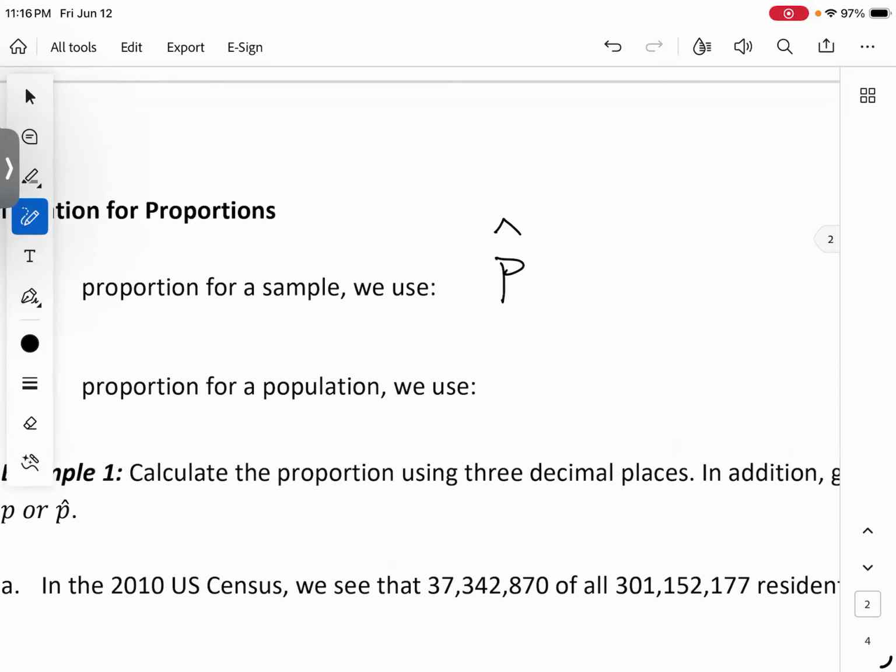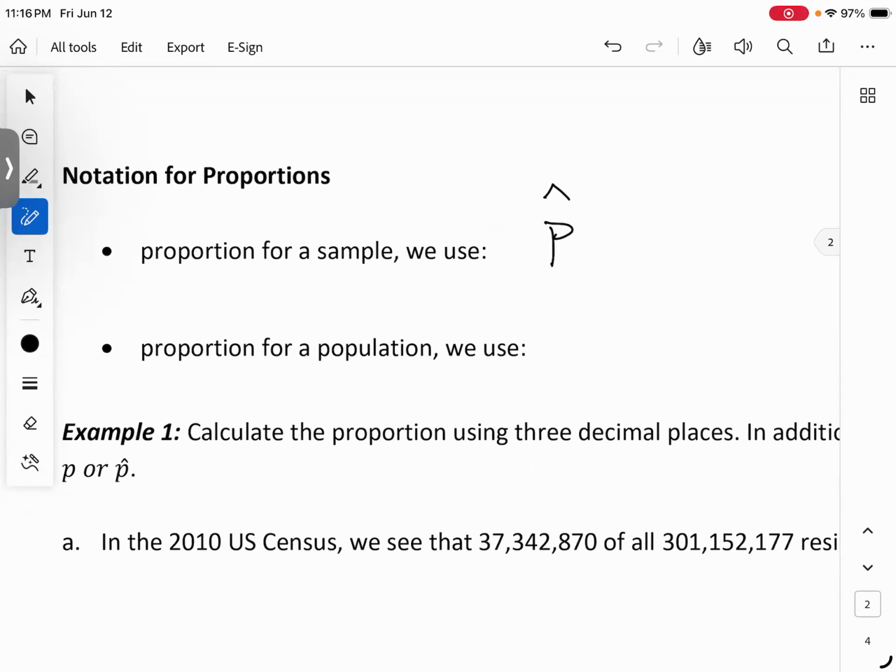The reason why you use the hat sometimes and sometimes you don't is whether you calculate a proportion that's based off of a population. So again, this is going to be proportion from a sample versus proportion from a population. If you did do a survey, but you were able to ask every single person in that population, then you would use just the regular P. If there were maybe 50,000 students, but you only did a sample of like 25 of them, then you would use the P hat.